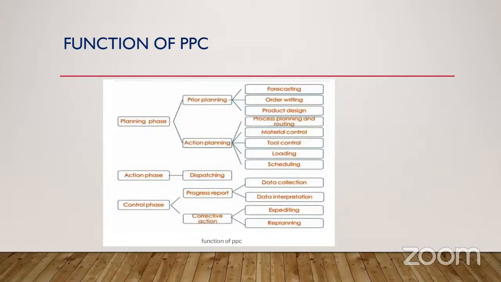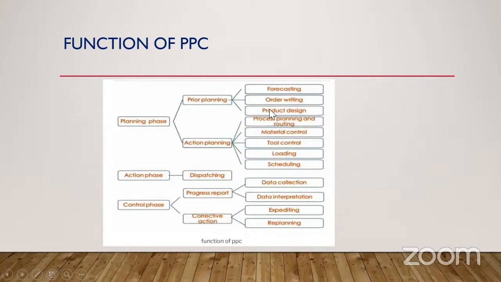So we have to express all the functions on this particular flow chart basis. I will take a few minutes to explain it, and the rest of the things will be elaborated in the coming class. The first phase, the planning phase, takes these three things, planning, action, and control, as I said in the previous slide. The planning phase consists of prior planning and action planning. What is prior planning? Prior planning consists of forecasting, order writing, and then the production design. These are the three things to be explained in the prior planning.